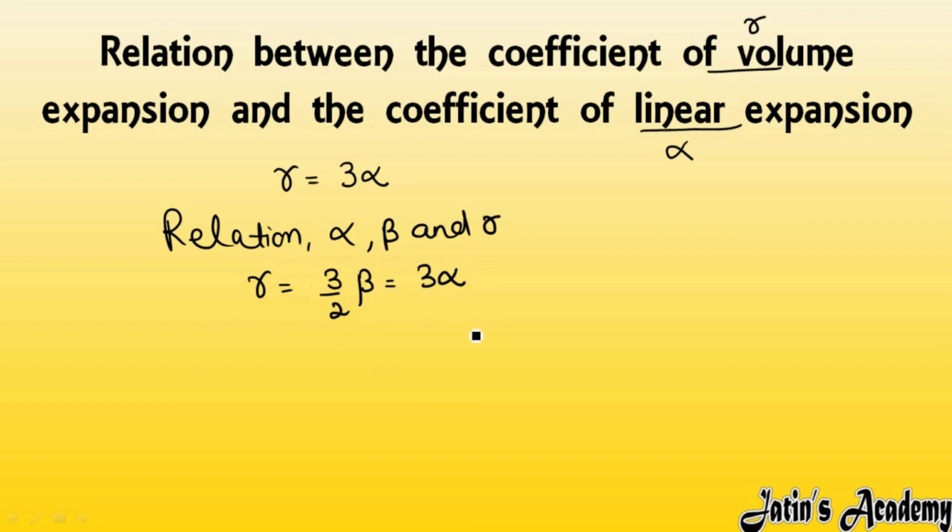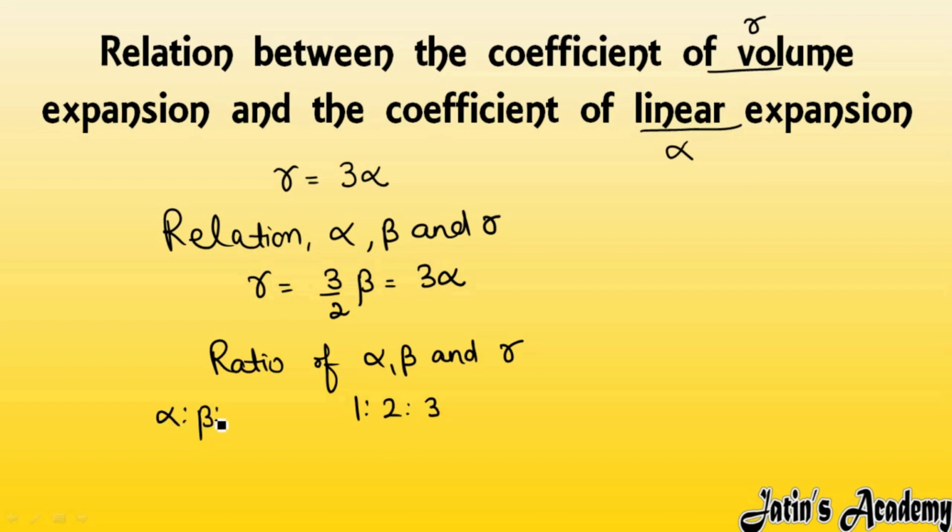Whatever derivation is there, you will do it in the higher classes. Just note down the formula, or the relation between alpha, beta and gamma, all the coefficients of linear, area and volume expansion. Gamma is equal to 3 by 2 beta is equal to 3 alpha. And if a question comes like this, what is the ratio of alpha, beta and gamma, then the ratio is 1:2:3. This means alpha : beta : gamma is 1:2:3. This also you have to learn from the exam point of view.